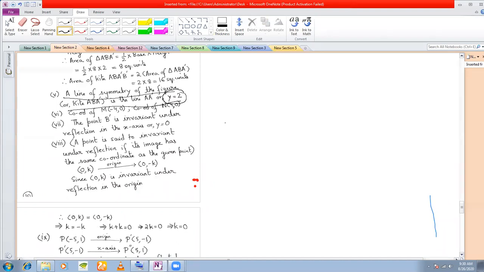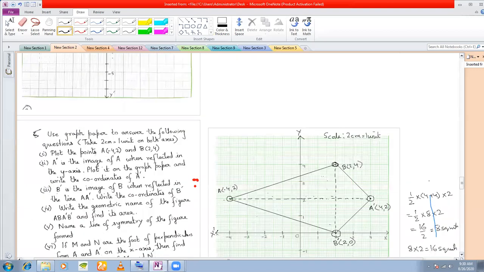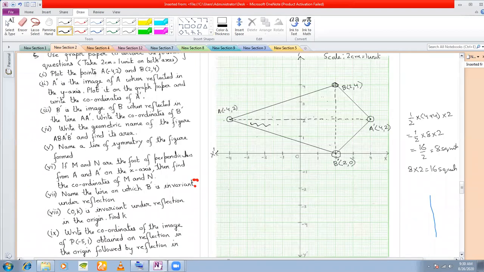Or if you want to write the equation of the line, it is y is equal to 2. This I have written only for your information. Even if you don't write the equation, it is okay. And why have I written y is equal to 2? Because this line is your line of symmetry. What is its equation? See that it is 2 units from the x-axis, in the positive direction, and since it is parallel to the x-axis, its equation is y is equal to 2.